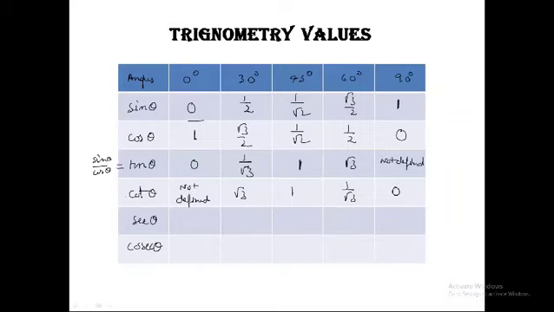Next sec theta. Sec theta we can know as 1 by cos theta, so the reverse of this. 1 by 1 will be 1 only. Root 3 by 2 means you will get 2 by root 3. 1 by 1 by root 2 means you will get root 2. 1 by 1 by 2 means 2. And then again 1 by 0 will be not defined. And cosec, if you write in the reverse order, you will get cosec. So not defined.